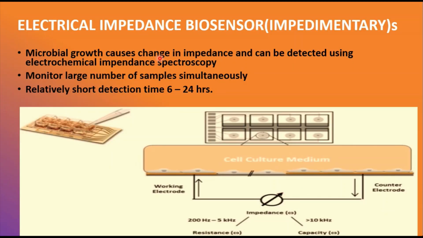Then coming to the electrical impedance biosensor. Here the electrical impedance biosensor also uses electrochemical impedance spectroscopy. In general, impedance is the apparent resistance in an electrical circuit to the flow of alternating current, equivalent to the actual resistance to direct current. When microorganisms grow in a culture medium, as you can see here, they metabolize substrates of low conductivity into products of higher conductivity, and hence a decrease in the impedance of the broth occurs.